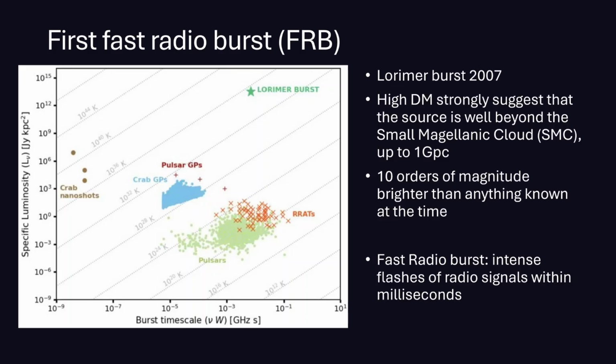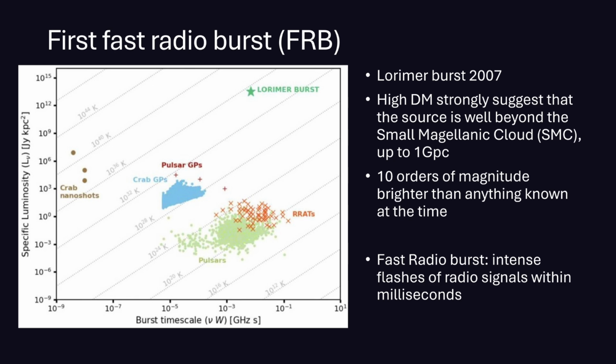Next, fast radio bursts were discovered under the background that our radio technology was sensitive enough to capture a very short but strong signal. The first fast radio burst was called the Lorimer burst in 2007. It was too bright, 10 orders of magnitude brighter than any observed signal at that time, and its high value of dispersion measure suggested it was located as far as 1 gigaparsec. Thereafter, such an astonishing, intense flash of radio signal within milliseconds is defined as a fast radio burst.